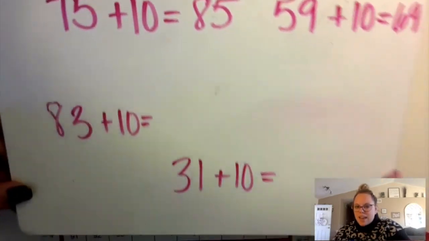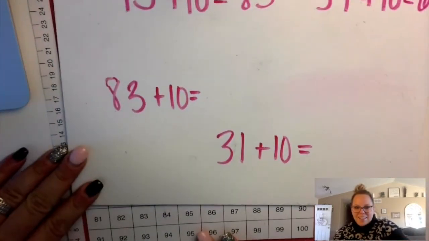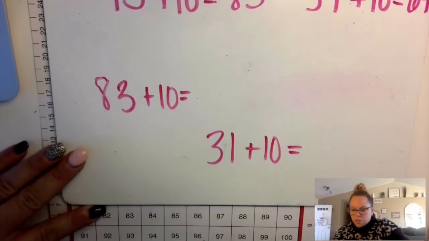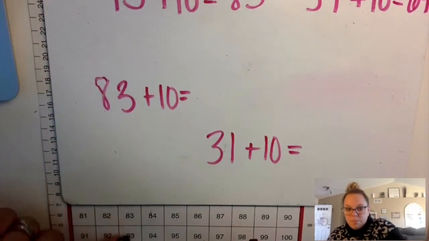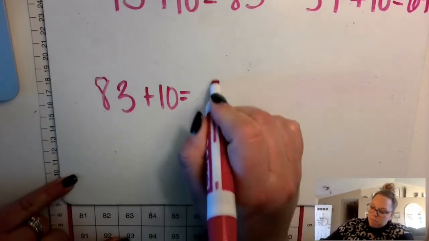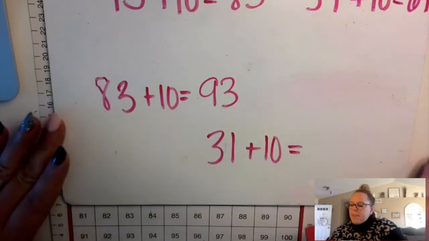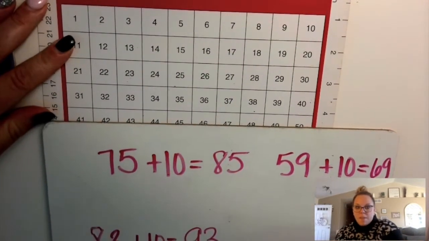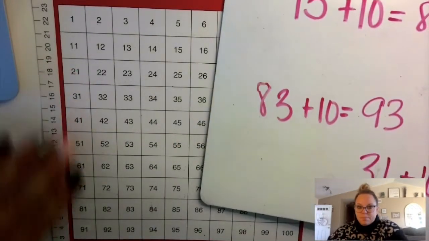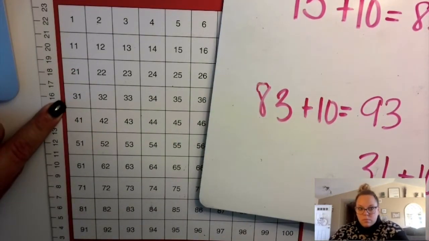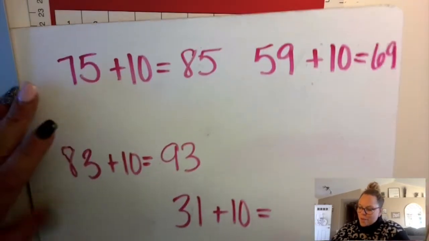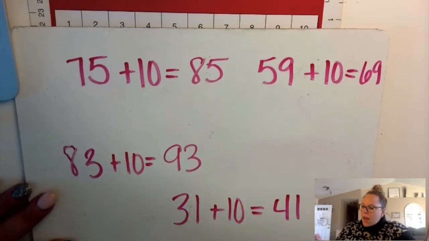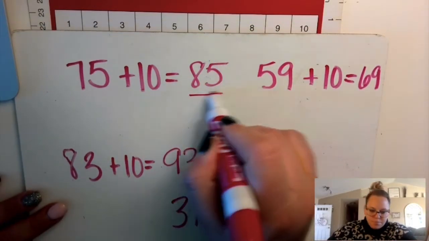The next one is 83 plus 10. Ooh, and I'm going to leave it sit just like this. You can see the bottom of the screen here. 83 plus 10 is 93. And the last one is 31 plus 10. 41, right.